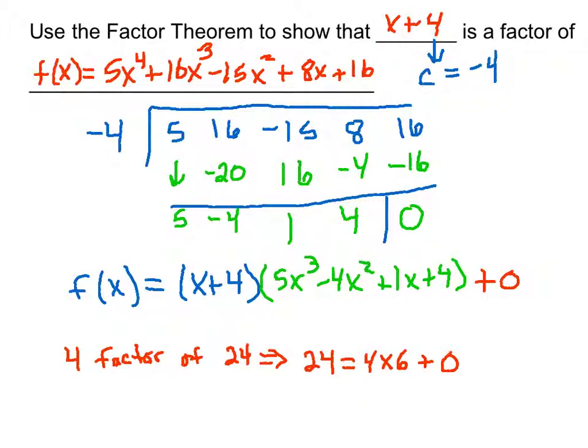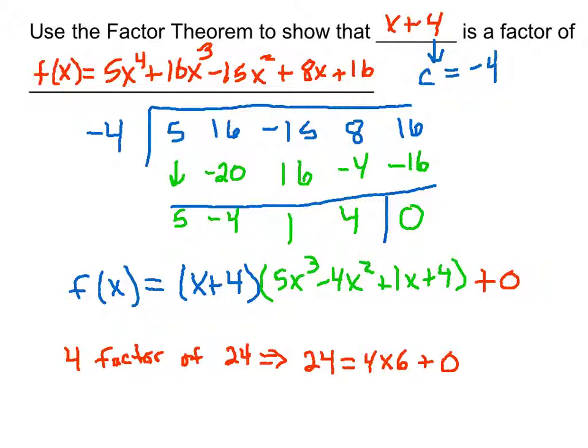X plus 4 is a factor of my larger function here, this polynomial function, because if I divide out x plus 4, I get 5x to the third minus 4x squared plus 1x plus 4, and I don't have a remainder. It is evenly divisible by x plus 4. Therefore, it is a factor.